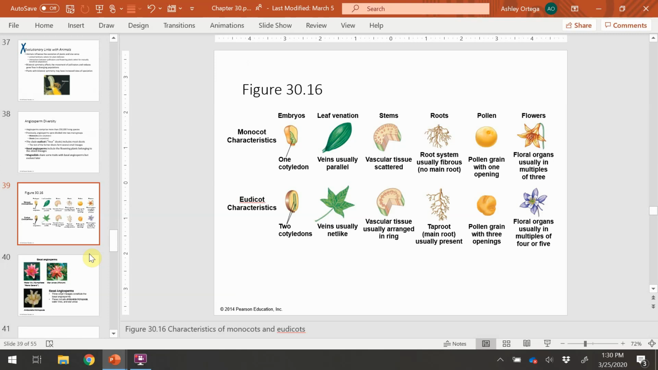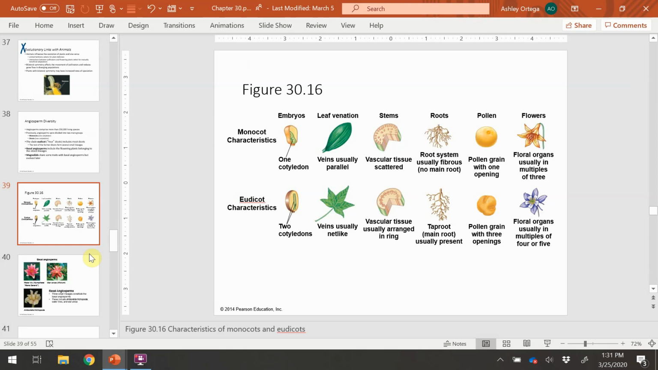The leaf veins in monocots are usually parallel, the veins within the leaf are parallel to the midrib or the central vein in the leaf, whereas in eudicots, they're usually net-like or branching. Monocot stems have scattered vascular tissue. You might have seen the stem models in lab. In the monocots, the vascular bundles are all scattered throughout, whereas in eudicots they are arranged nicely in a ring.